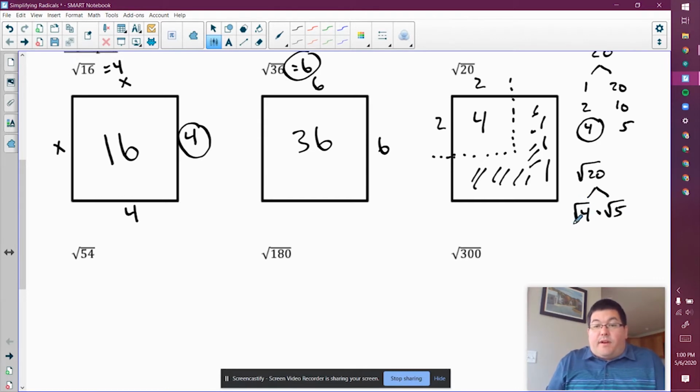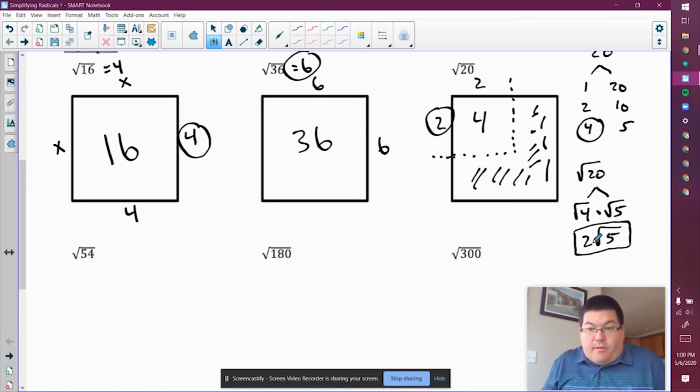Well, we can simplify the square root of 4. We know that that's 2, right? We just found that up here. And what's left over? Well, what's left over is this unsimplifiable number, the square root of 5. And oftentimes, this will be referred to as rad 5. Rad because the name of this symbol is a radical. 5 because, well, that's a number, right? So 2 rad 5 is the simplest form of the square root of 20.